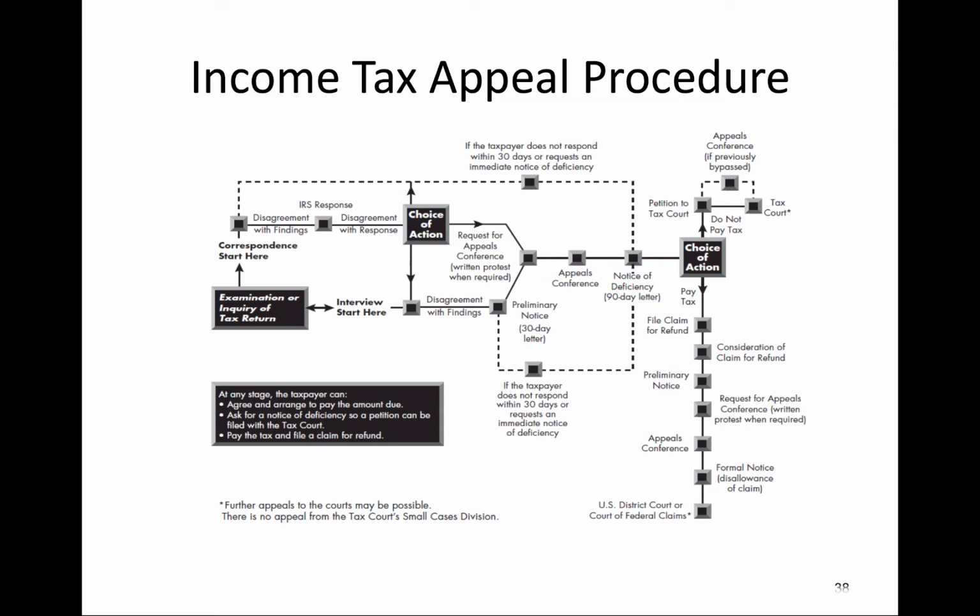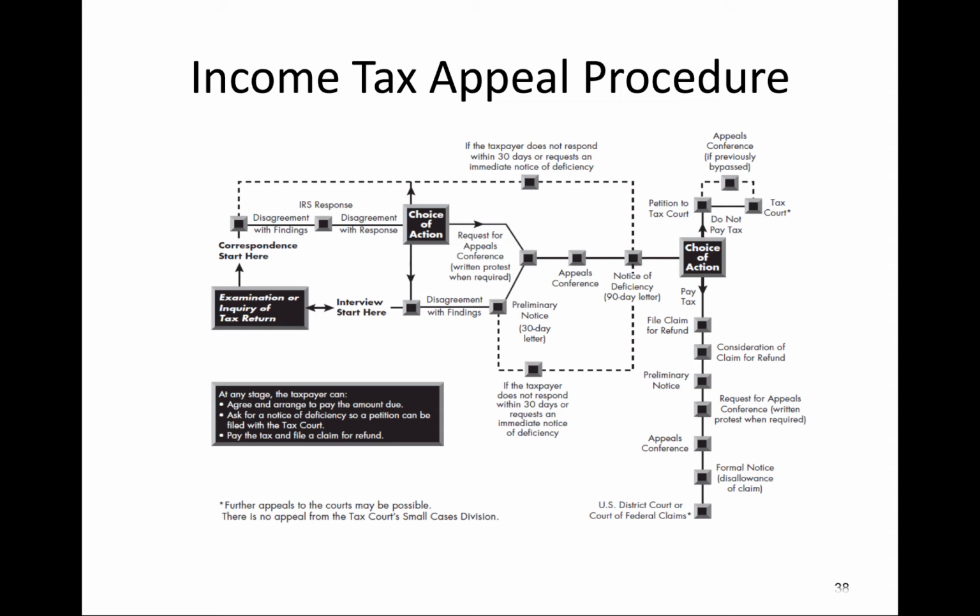Okay. Now, if that doesn't go well, so let's say after the appeals conference it turns out that there's no agreement, then the 90-day notice of deficiency letter is issued, and that's where you have to determine what you want to do from there. So again, you have a choice of action. You can not pay and go to the tax court, but you need the 90-day notice letter to do that.